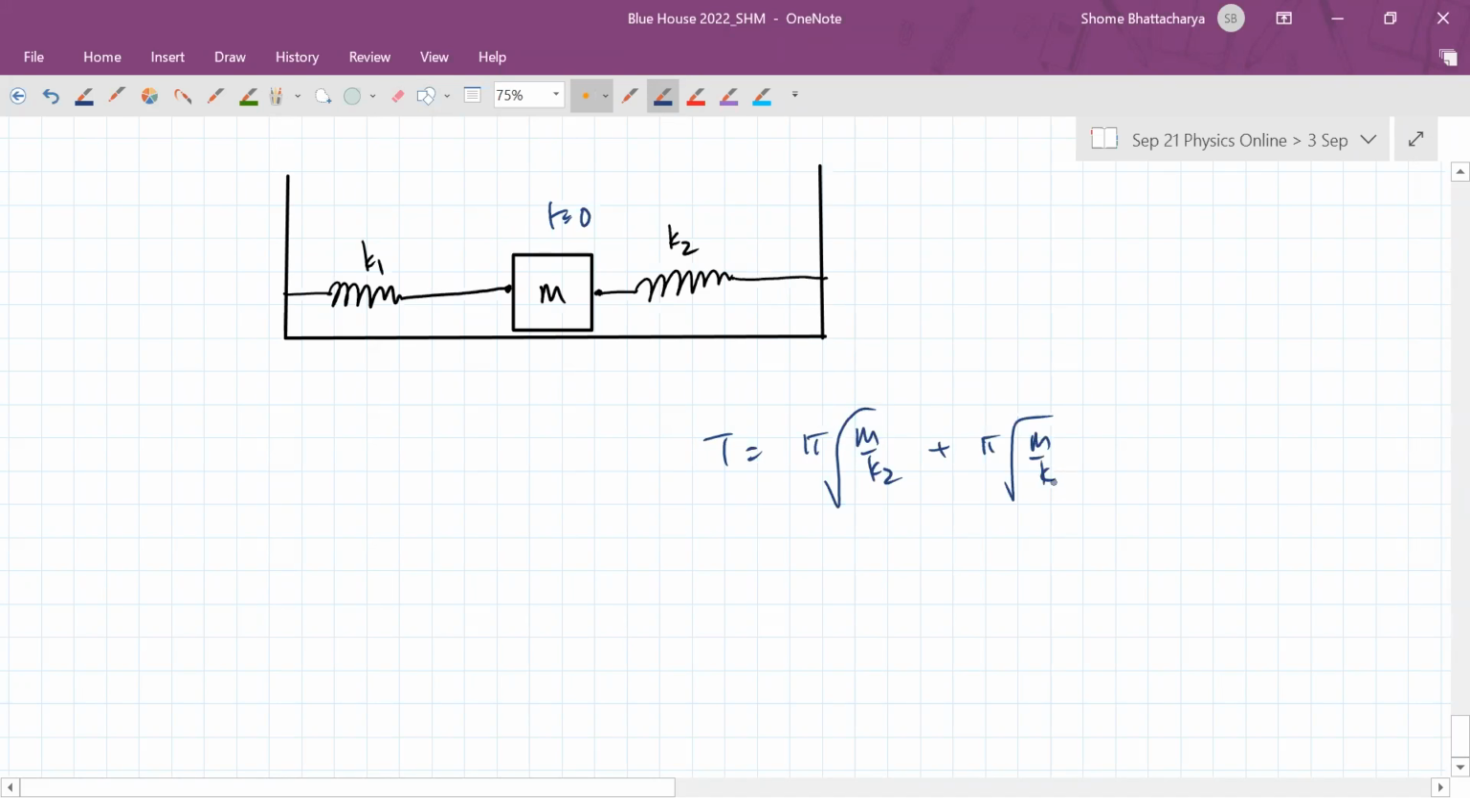Yes. This will become your effective time period. So this is actually just like the previous question, but there was also a gap in between, so there was that 2L by V involved. Yes. So this is an important variation type of question. Okay. Now let's look at the next one.